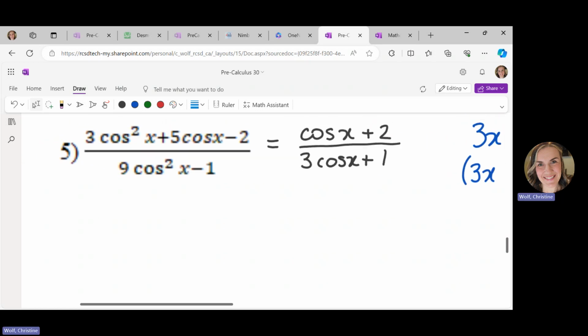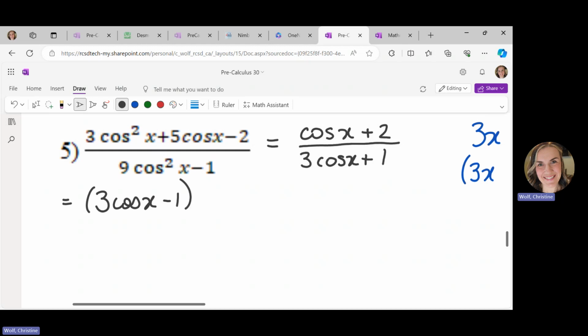So when I rewrite my left-hand side, this whole trinomial up top, we decided it factored out to 3 cos x minus 1. So I'm bringing the coses back in now. The second bracket was just cos x plus 2, I said.